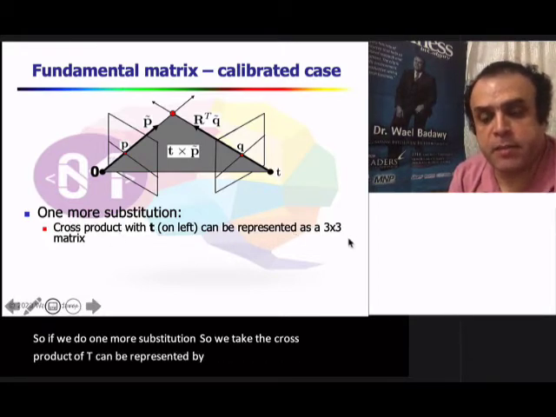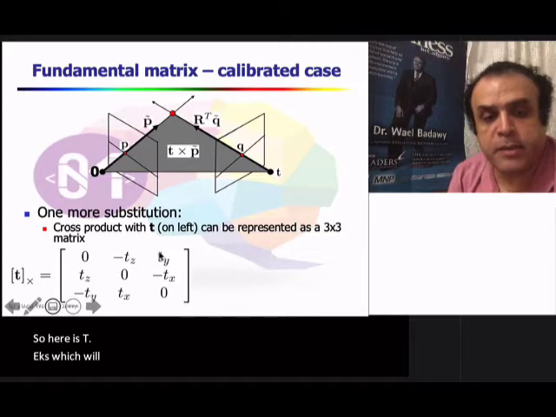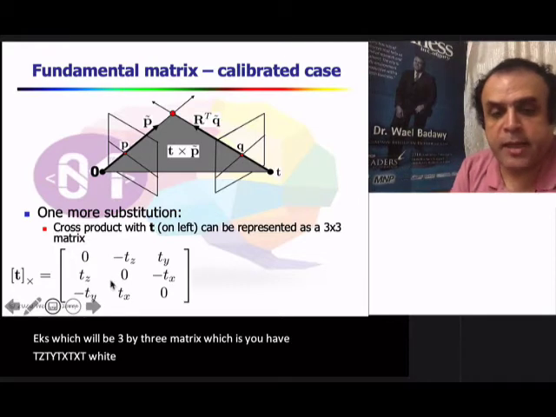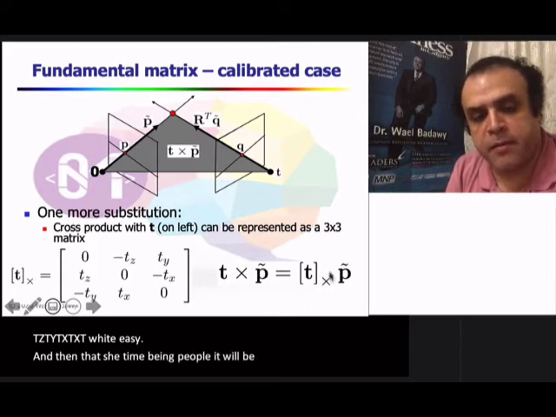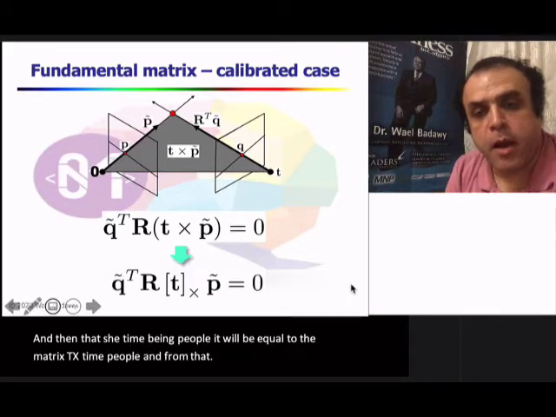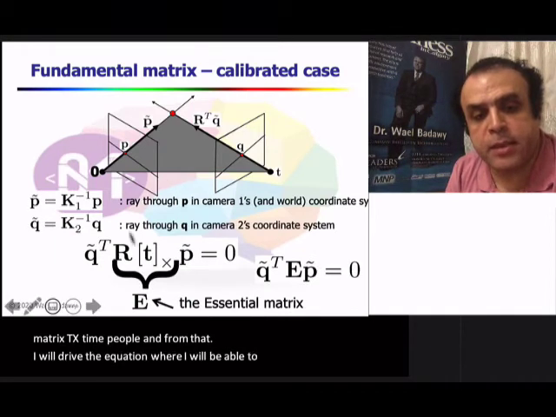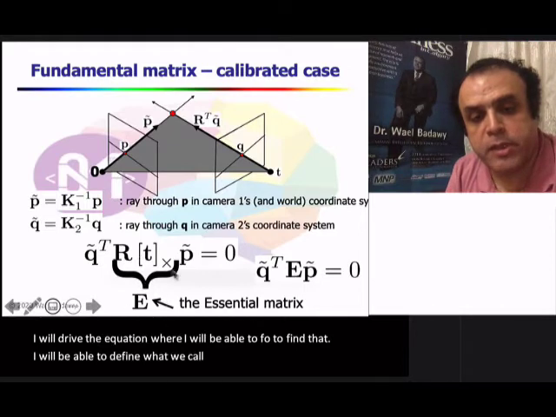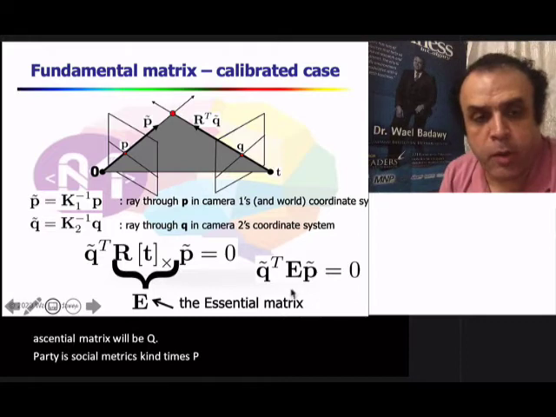which can be represented by a 3 by 3 matrix. So here is T cross, which will be a 3 by 3 matrix, which has T Z, T Y, T X, T X, T Y, T Z, and then T times P bar will be equal to the matrix T cross times P bar, and from that I will derive the equation where I will be able to define what we call the essential matrix, and the essential matrix will be Q bar transpose, essential matrix, times P bar, which will be equal to 0.